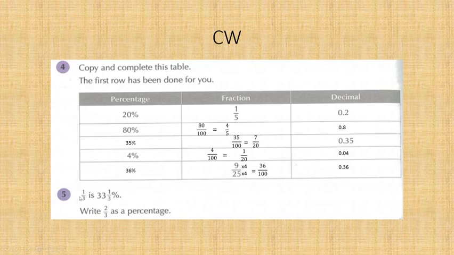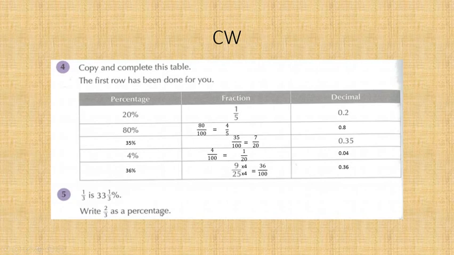Question number 5. 1 over 3 is equal to 33 and 1 over 3%. Write 2 over 3 as a percentage. So guys, if you notice, you will find out that this one became 2. So 1 over 3, actually, 2 over 3 is double 1 over 3. So easily, I can double this number. So what's the double of this number?